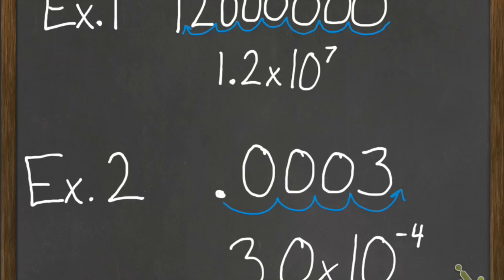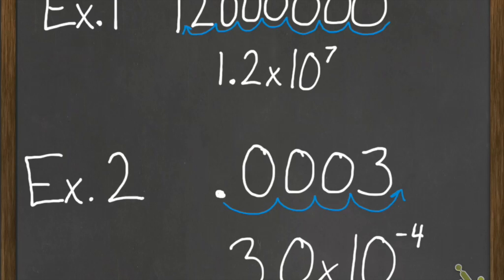And now here's how we kind of go the opposite direction. In example 2, here we have 0.0003. Well, we can write that in scientific notation by moving the decimal point until we have a number between 1 and 10. So if we move it all the way to the right, we would end up with 3.0. We move the decimal point over 4 spots.